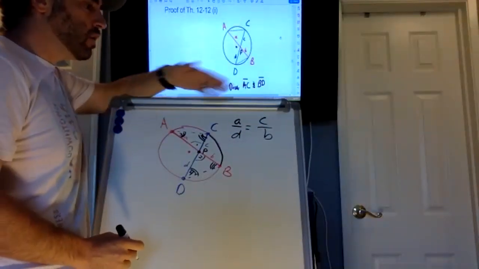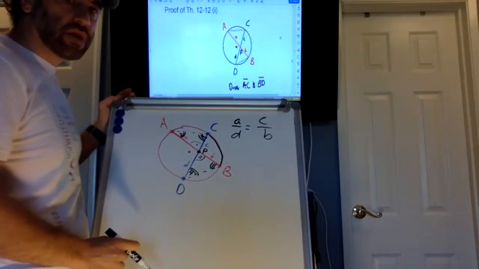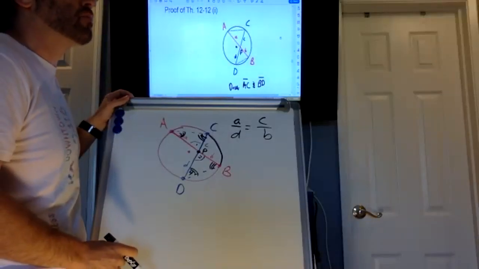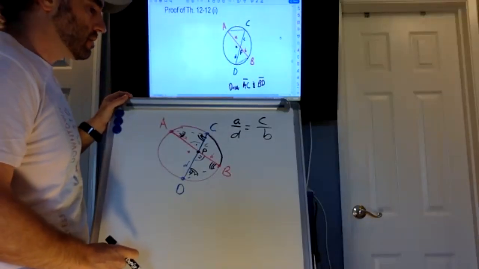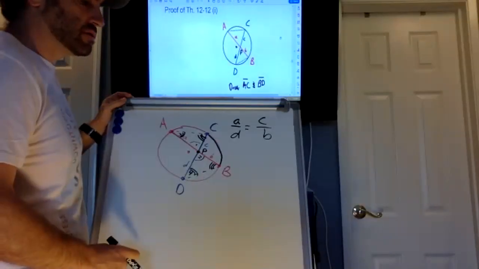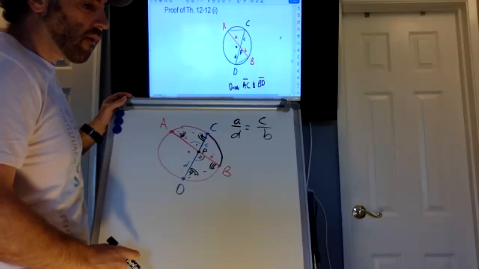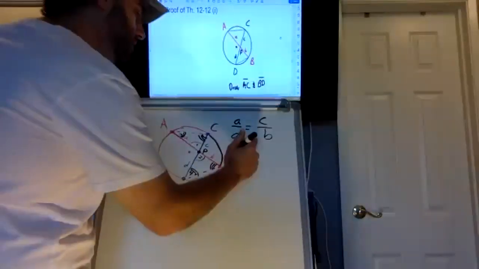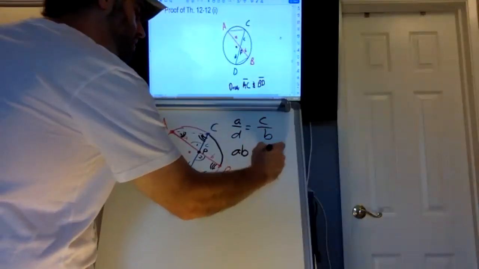So what's the reason that these ratios are equal, or that the corresponding sides are proportional? They're similar. Definition of similar figures. And then cross multiply. So by the cross products property, AB is equal to CD.